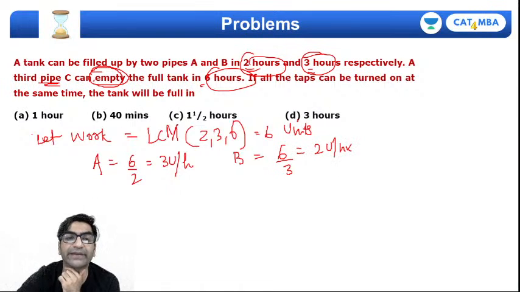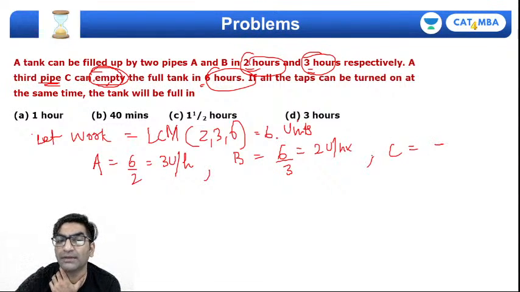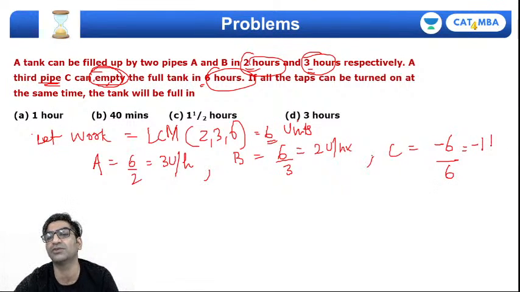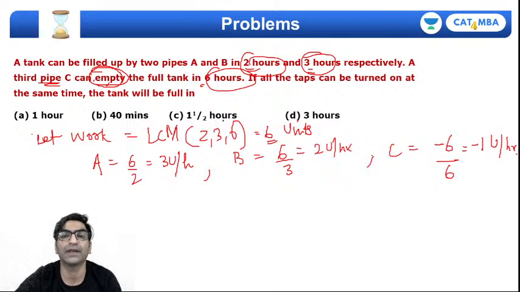But now look at this, right? C empties the full tank, which means the work done by C is minus the full, it will empty the entire tank. So it will do minus 6 units of work in 6 hours, which means it will do minus 1 unit every hour. Okay, and if all the taps are turned on at the same time, right?